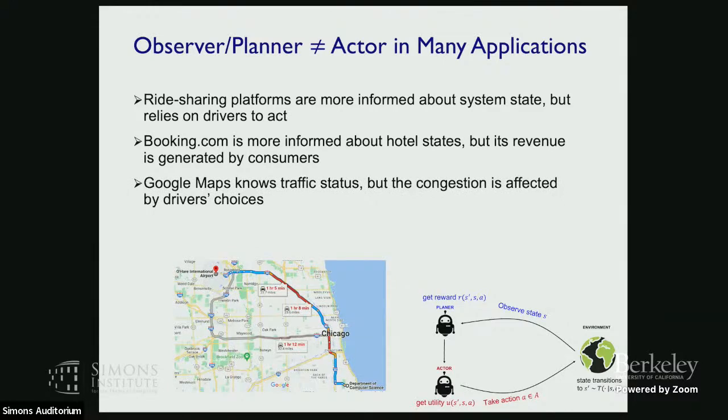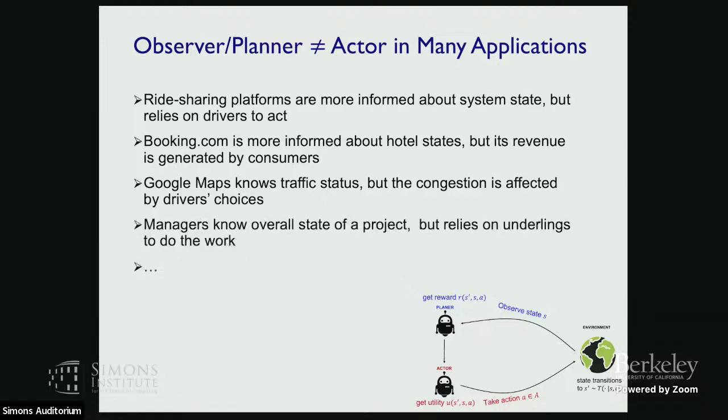Another example is Google Map, right? Google Map knows a lot of traffic information, but ultimately the congestion is decided by the drivers' choices. The drivers' choices are going to determine the congestion. And here you can see Google Map reveals information to us in order to guide our choice of action.